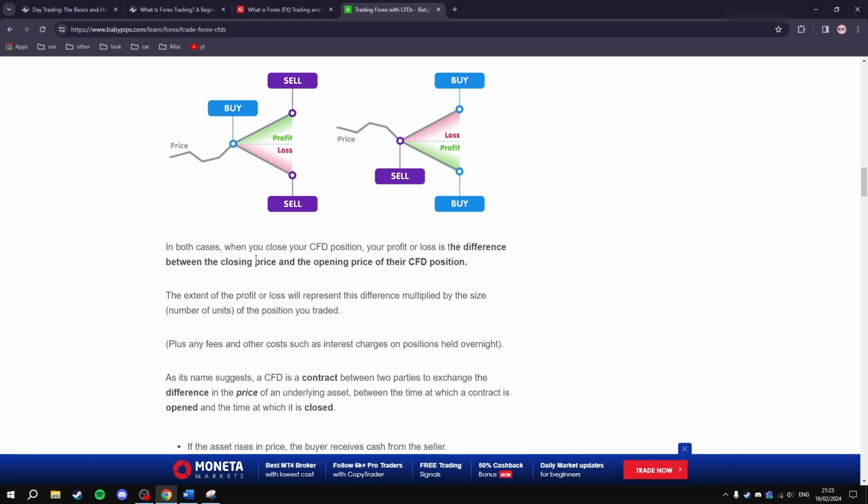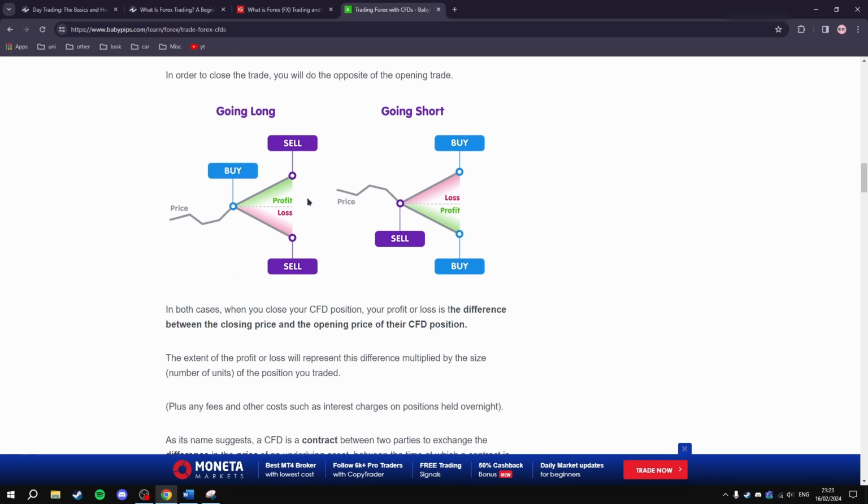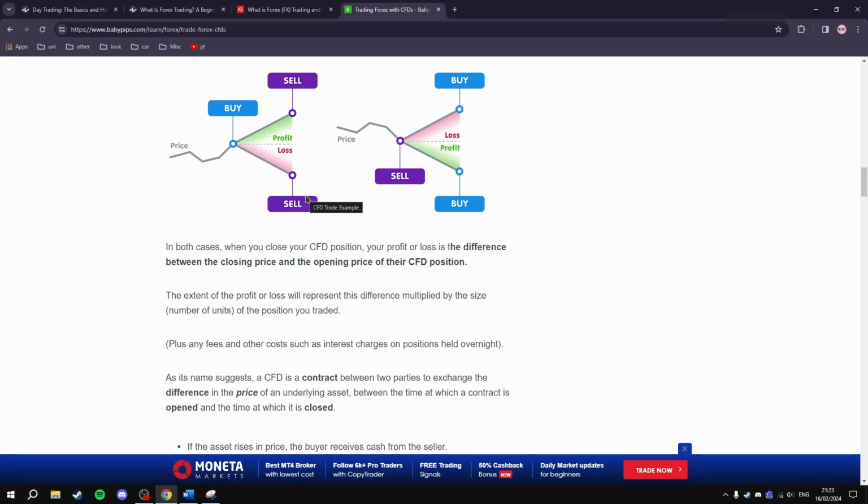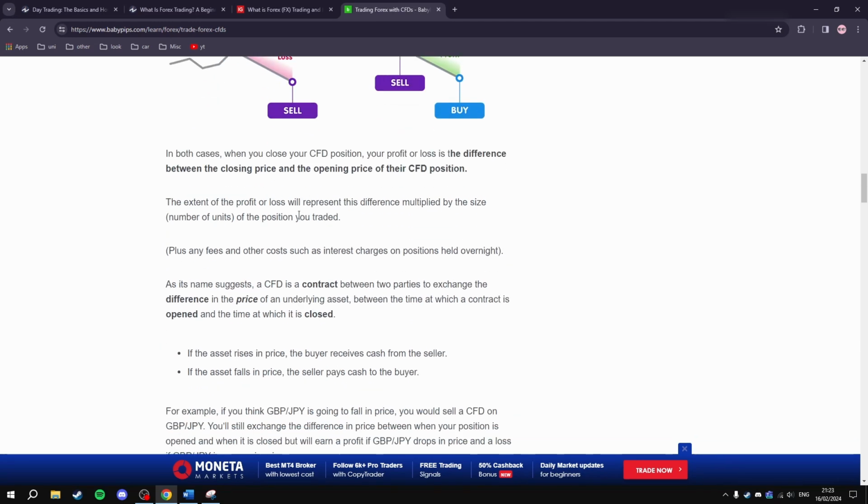In both cases, when you close your CFD position, your profit or loss is the difference between the closing price and the opening price of the CFD position. The extent of the profit or loss will represent this difference multiplied by the size, number of units of the position you traded, plus any fees and other costs such as interest charges on positions held overnight.